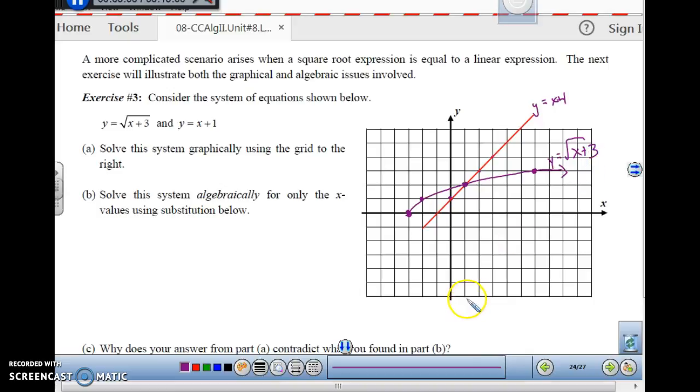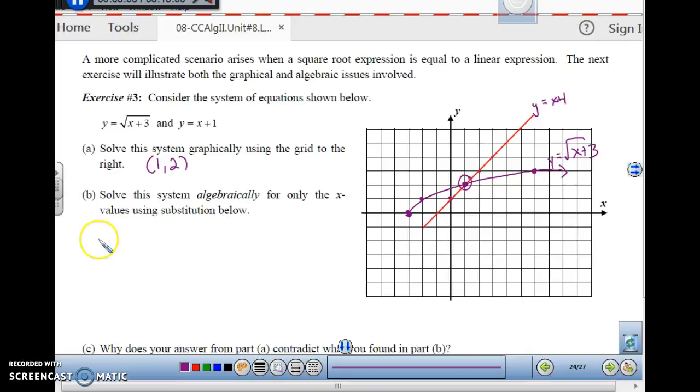Okay, now, the solution to a system of equations is where the graphs intersect. Well, where do the graphs intersect? They intersect at that point right there. So that's at 1, 2. And that's where they intersect. All right, now, solve this system algebraically for only the x values using substitution below.